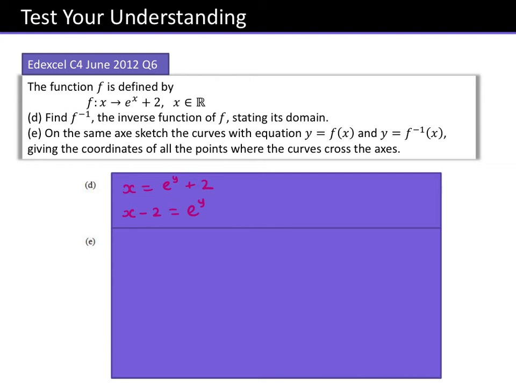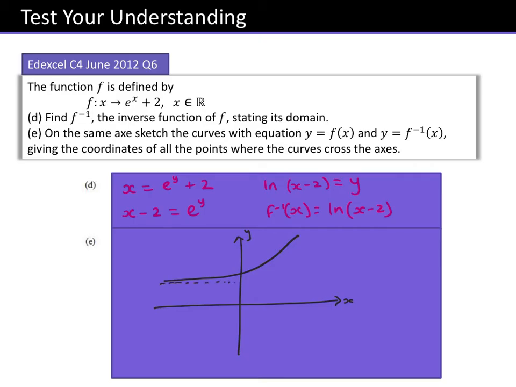Going to ln both sides or log both sides. Okay. So I'm going to get ln of x minus 2 equals y. So my inverse function, f to the minus 1, equals ln of x minus 2. So if we're going to draw these, we know that the graph of e to the x crosses at 1. So now if we plus 2, we're going to have our asymptote at 2. So the line y equals 2, and it's going to be crossing the y-axis at 3.